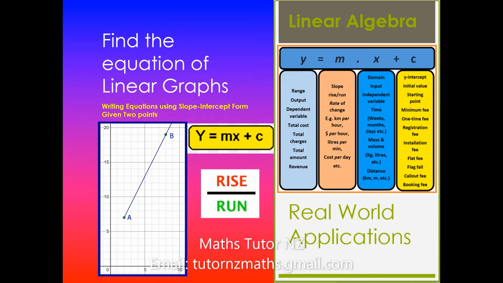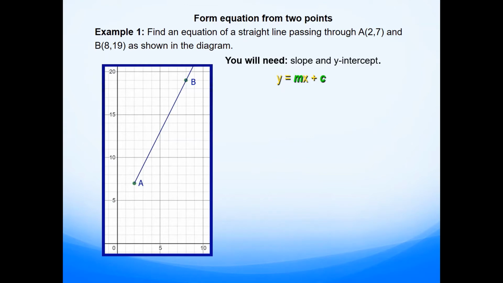Greetings everyone. In this video I will go over forming equations of a straight line from 2 points that are given. Let's have a look at the first example here. It says find an equation of a straight line passing through a point A, 2,7 and point B, which is 8,19, as shown below. So we will need two pieces of information, the value of the slope and the y-intercept.